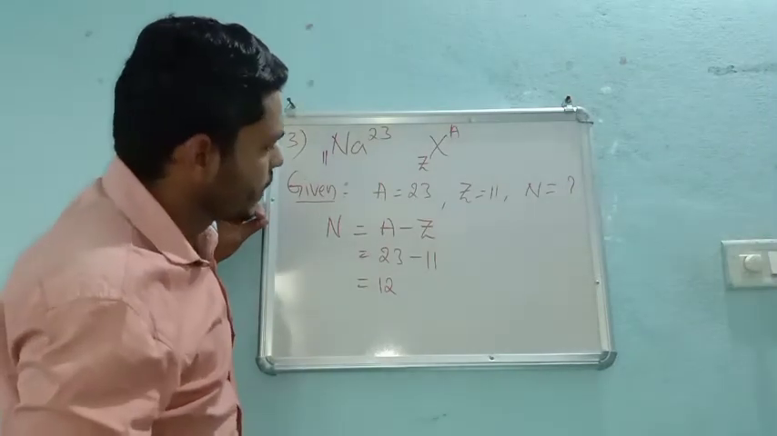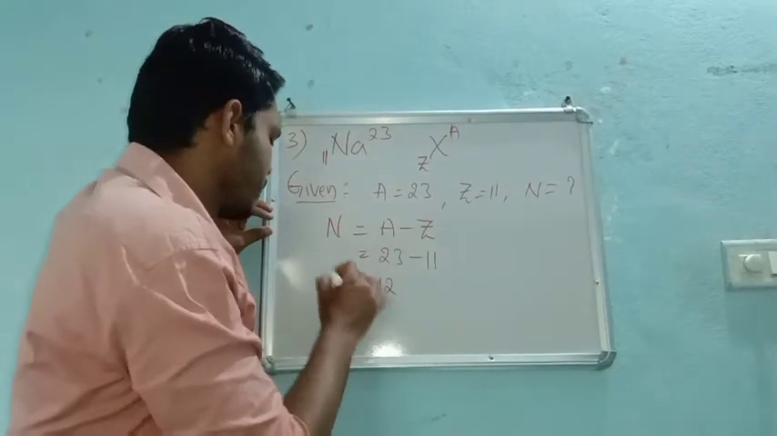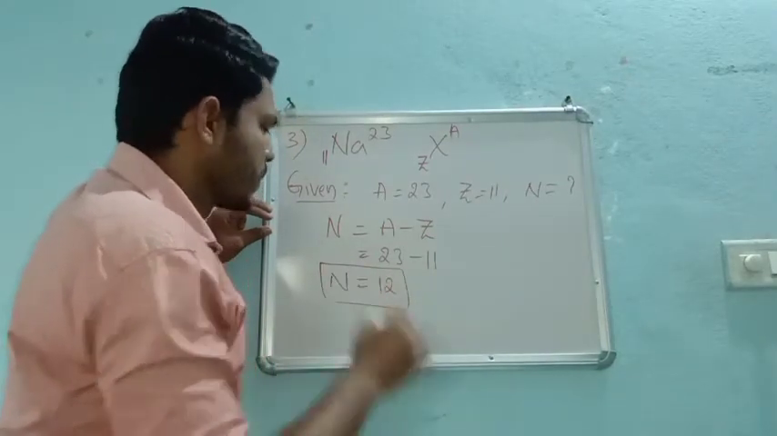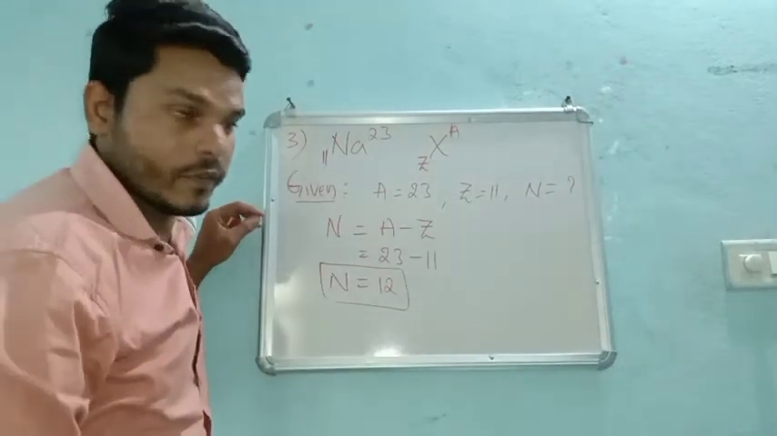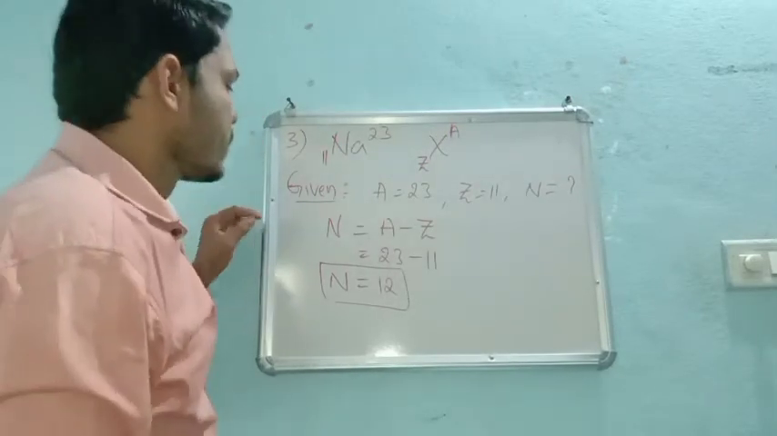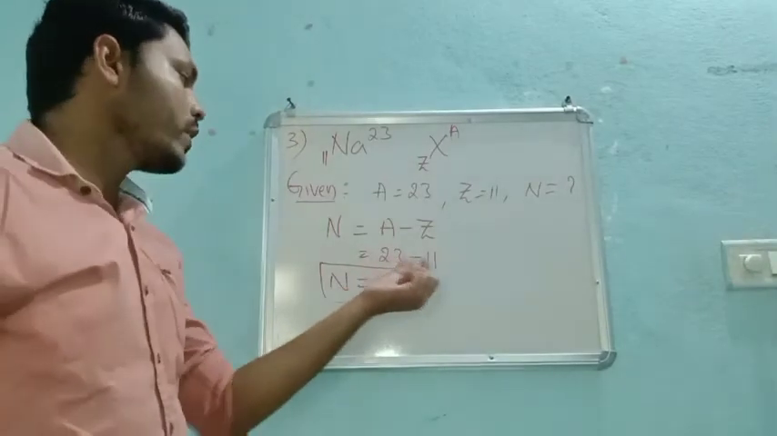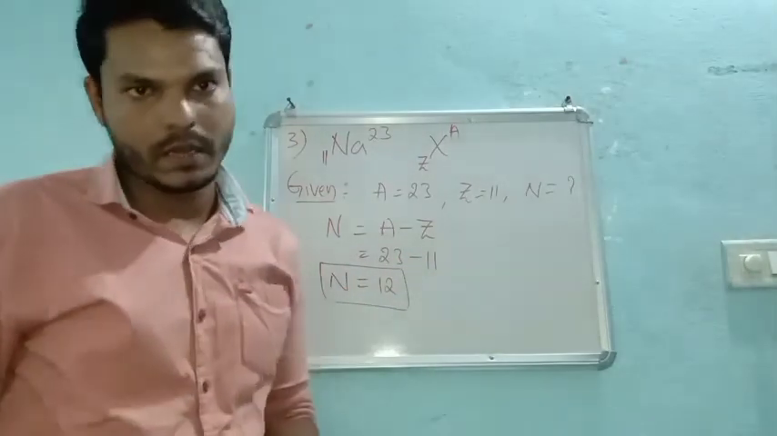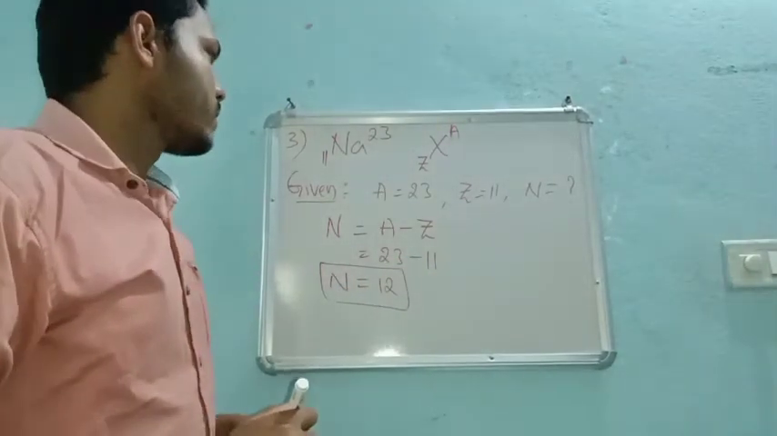So that means here the number of neutrons is nothing but 12. If any mistake is there, please do remind me. So now 23 minus 11, there is a 12. So likewise, we can calculate.